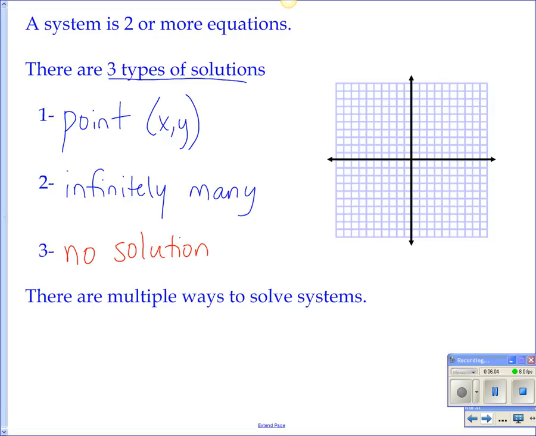There are multiple ways to solve systems. Today we're going to do graphing, and then on Monday we'll learn some other ways. So today we're doing graphing to solve.